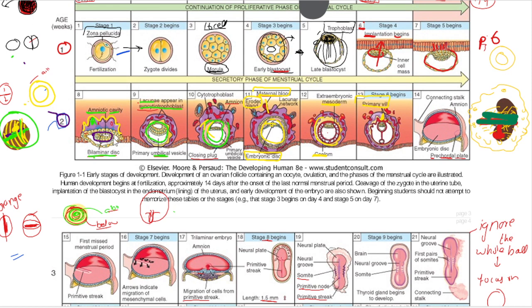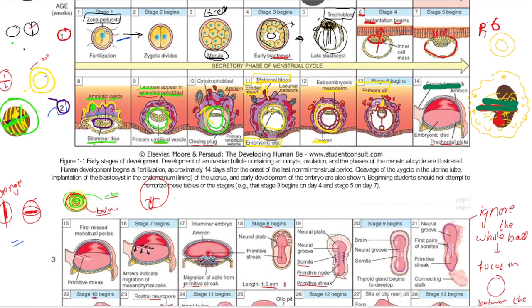In the second week the bilaminar disc forms, and the syncytial trophoblast forms, and the cytotrophoblast divides into outer trophoblast and inner trophoblast, and the lacunae appear, and the trophoblast invaded and formed the primary villi. And this is the connecting stalk with the mother's uterus. Now we will move on to the third week, what will happen in the third week.